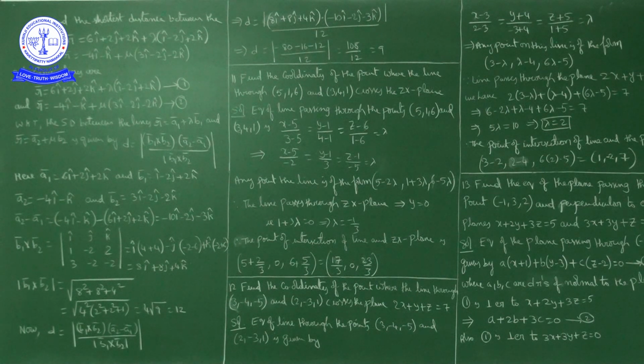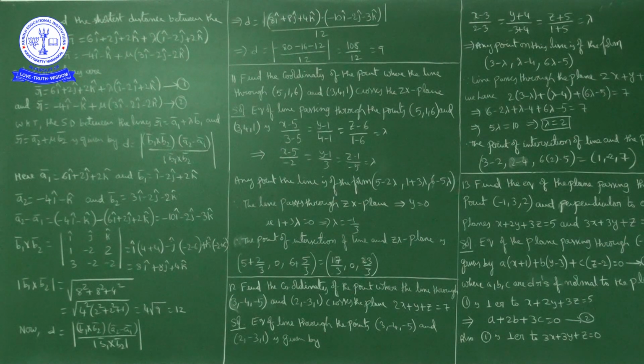Now we already know this formula: the shortest distance between two lines r bar is equal to A1 bar plus lambda B1 bar and r bar is equal to A2 bar plus mu B2 bar is given by D is equal to the magnitude of B1 bar cross B2 bar dot product with A2 bar minus A1 bar, upon the magnitude of B1 bar cross B2 bar.